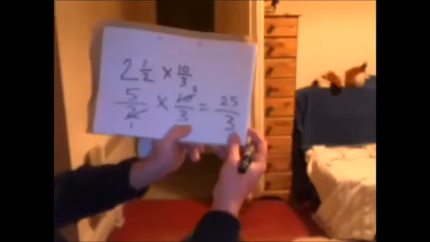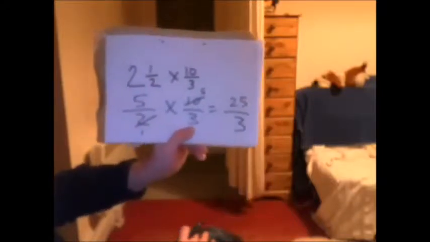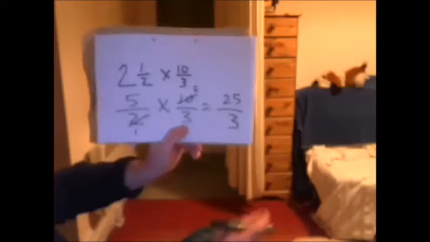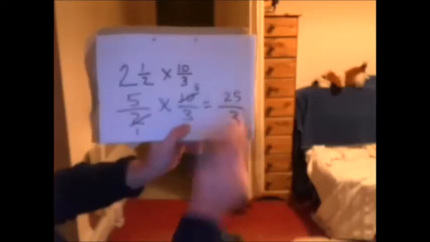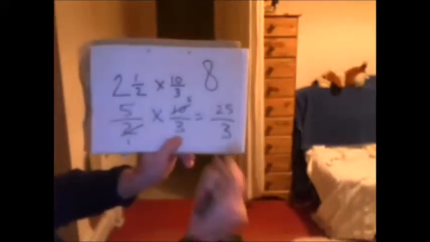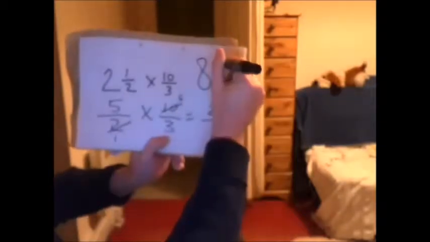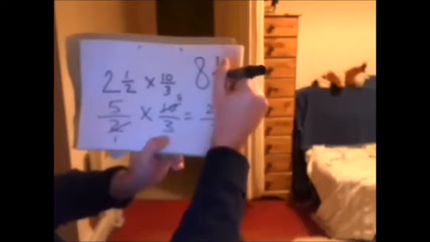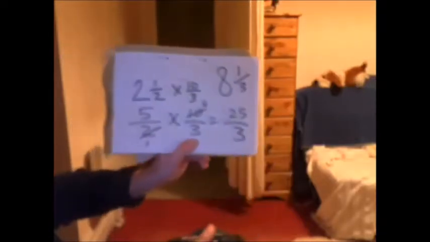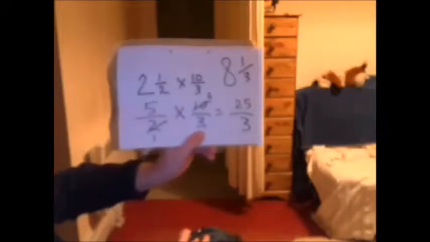And like before, actually see that looks a little bit silly, doesn't it? 25 over 3. So we just put 3 into 25 and we get 8. There's still 1 left over, isn't there? 1 left over, okay? And that really, that there is your answer.